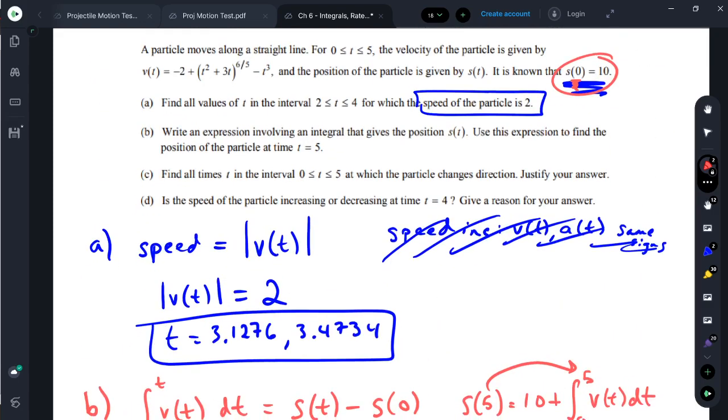Next up, they ask us to find all the times from 0 to 5 where the particle changes direction. So whenever we see changes direction, that's when v of t is equal to 0. That's when it comes to rest. Now, changes direction is kind of like an inflection point where it does actually have to change. So we're going to want to test those.